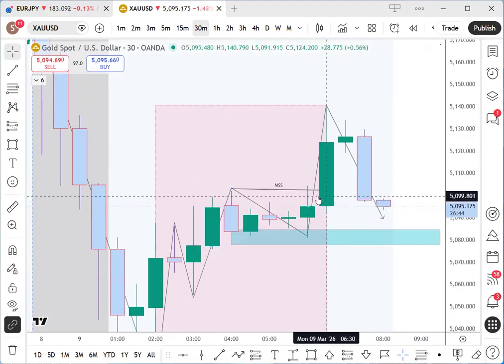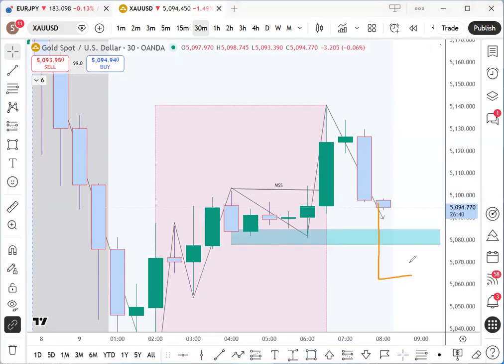However, if price then decides that we're not interested in that, we want to just come back down, when you use that break of structure process, that means this is now a break of structure, and then you're expecting a price pullback and then potentially a continuation downwards. So that's one process.